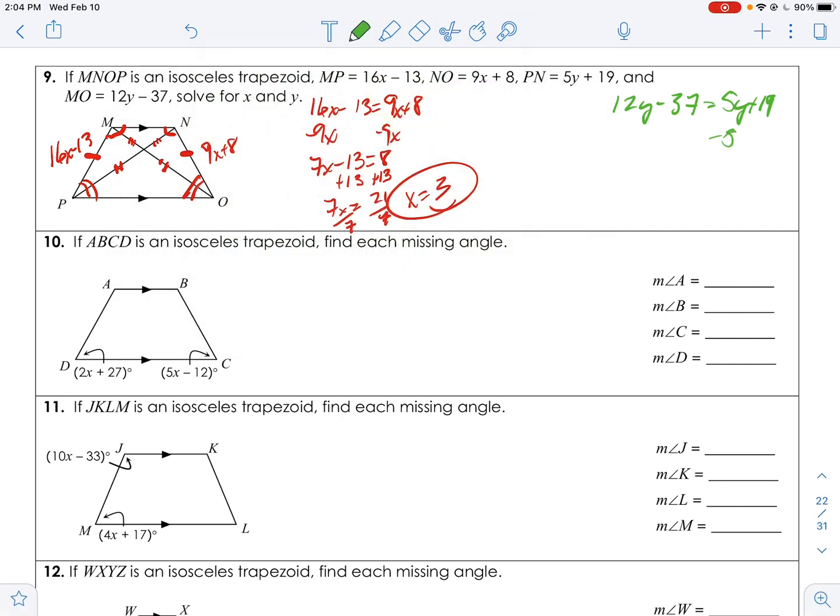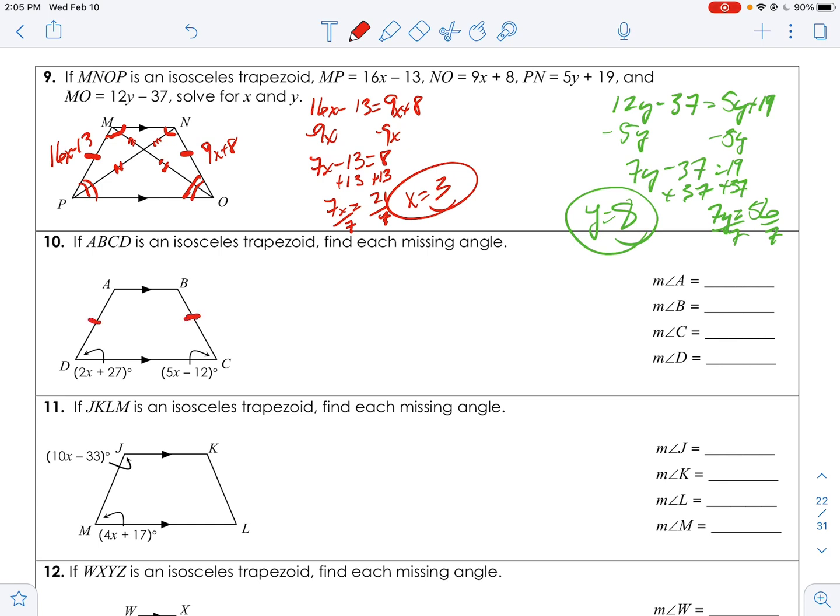Oh, wrong pen, but let's go green. Minus 5y. 7y minus 37 equals 19. Add 37. 7y equals 56. 56 divided by 7. Y equals 8. And we've solved for both.